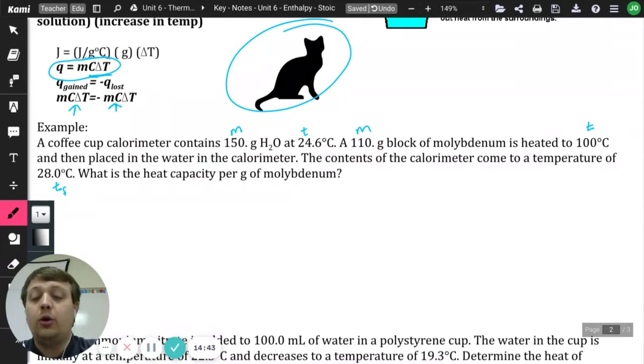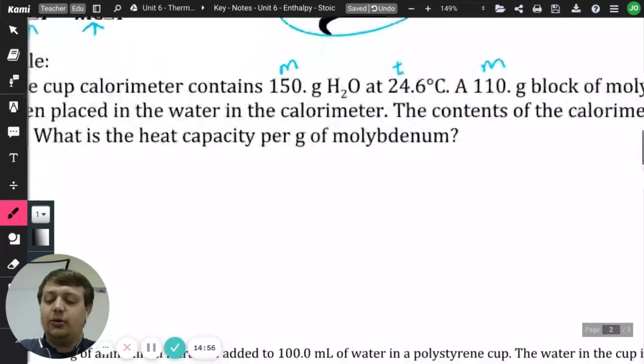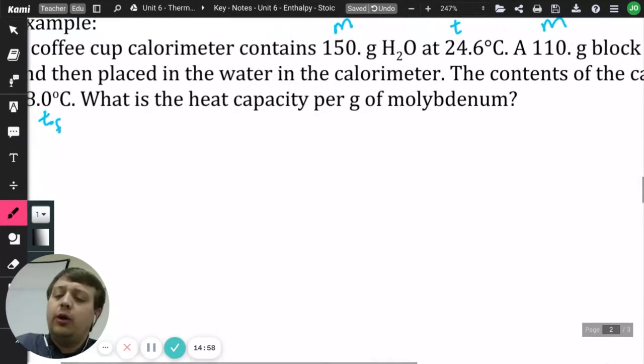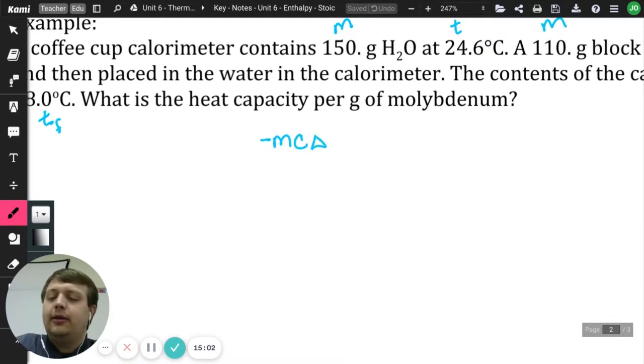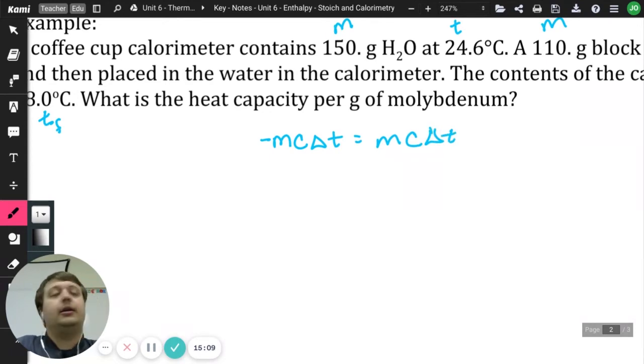Okay. So then they want to know, what is the heat capacity per gram of molybdenum? So I've got 2 masses. I've got 2 temperatures. I know the specific heat of water. And then I've also got my final temperature there. So what I'm going to be using here is MCAT equals MCAT. So heat lost equals heat gained.